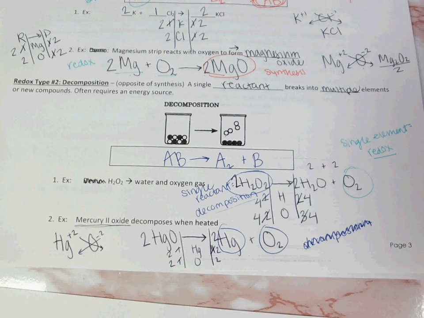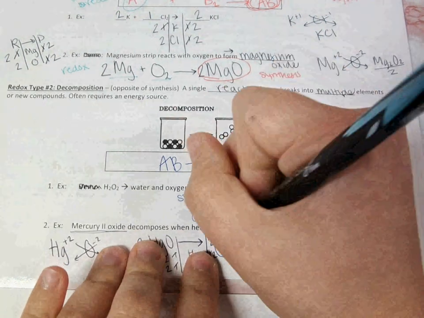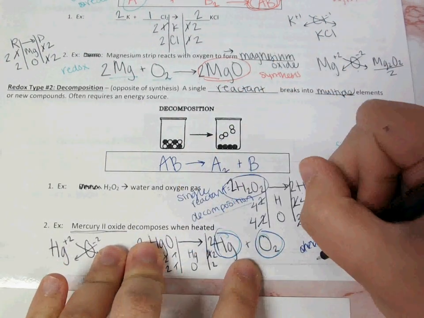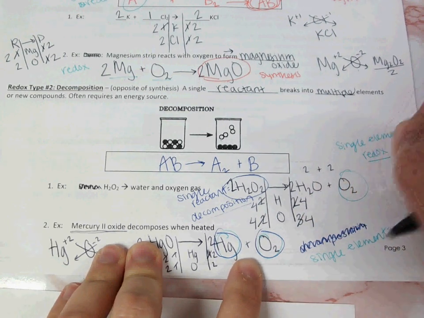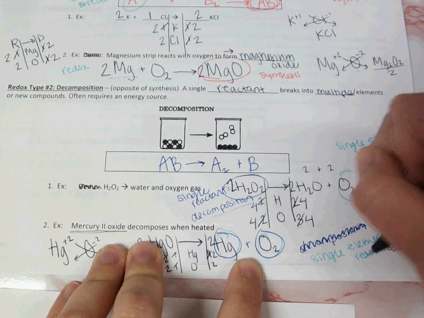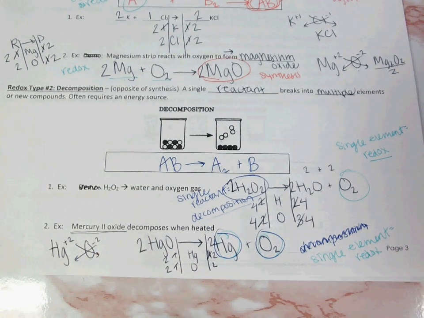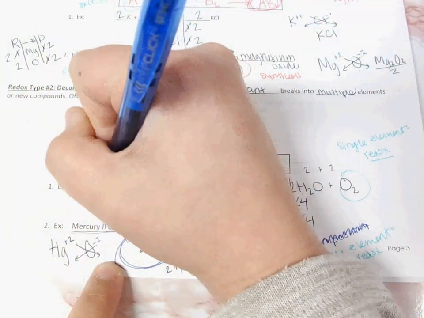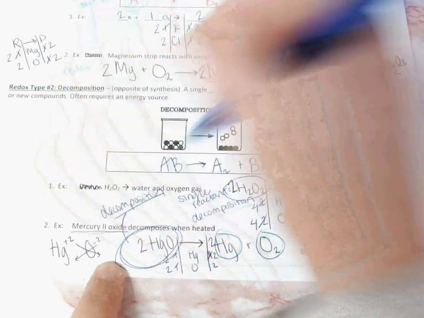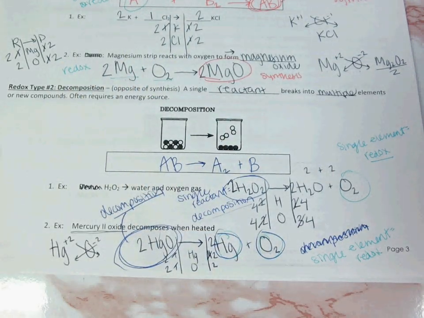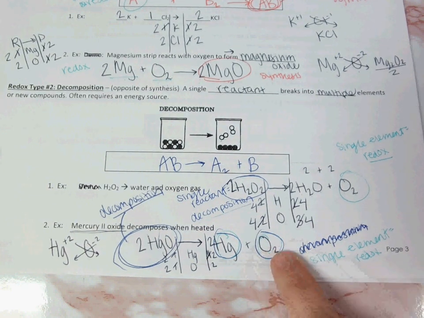Because we have single elements, it's not decomposition. What is it? Single element, single element. I even used the wrong color. So single elements means what? Perfect. Redox reaction, but it is decomposition. That's just not why we can tell it's decomposition. This is why we can tell it's decomposition. So we can tell it's decomposition because of its single reactant breaking down into multiple products. Redox because of the single elements.